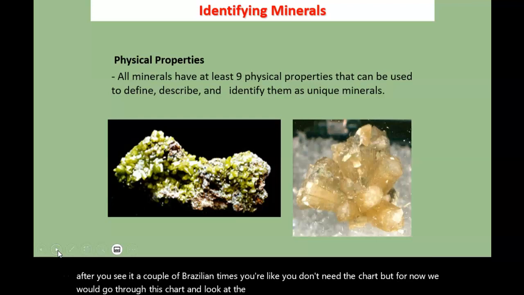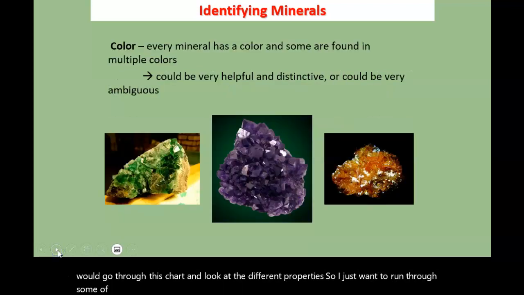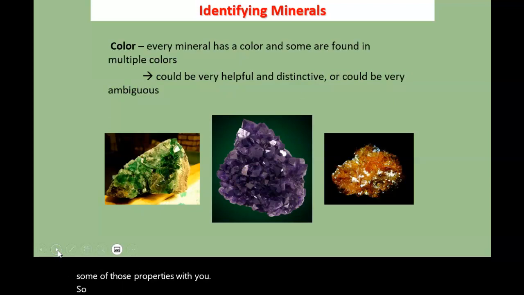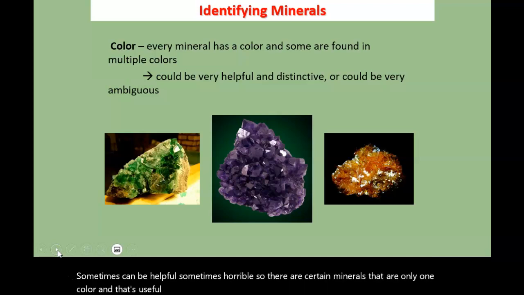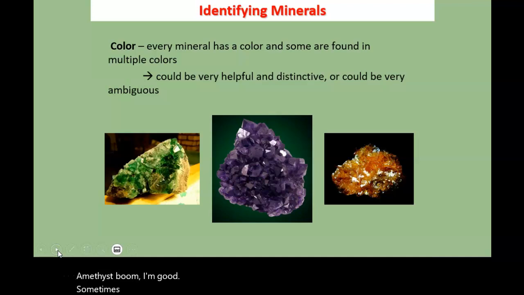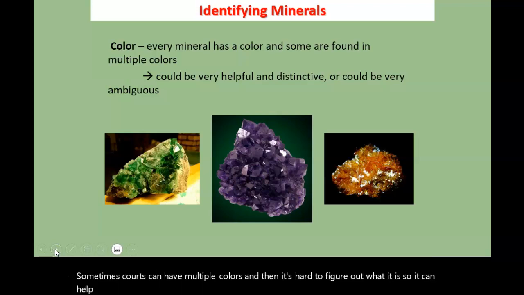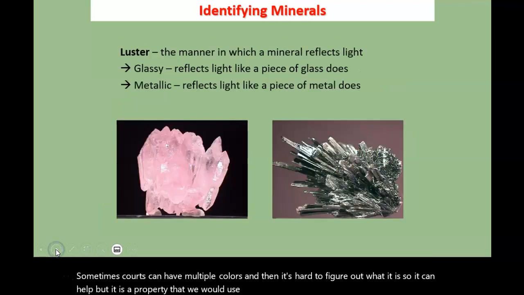So I just want to run through some of those properties with you. So color sometimes can be helpful, sometimes horrible. So there are certain minerals that are only one color, and that's useful, or they're a unique color. Purple, not very common in the mineral world. Amethyst, boom, I'm good. Sometimes quartz can have multiple colors, and then it's hard to figure out what it is. So it can help, but it is a property that we would use to narrow down what it could be.